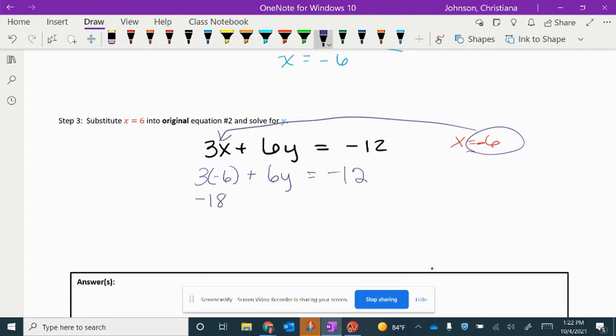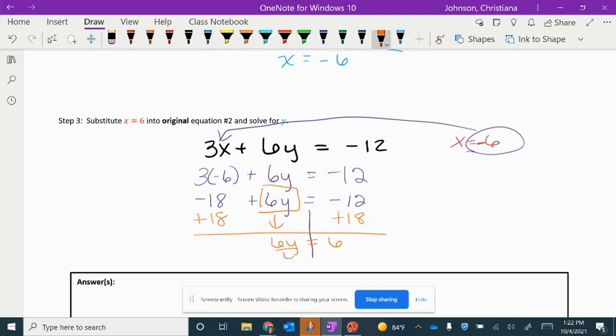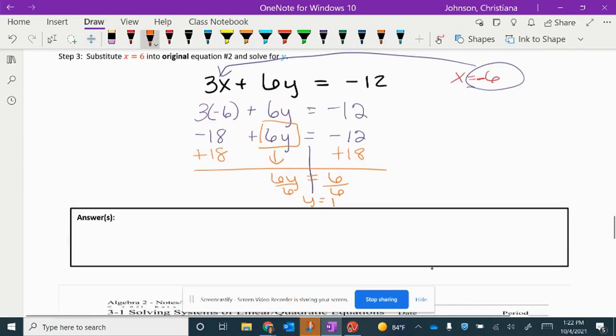So negative 18 plus 6y is negative 12. Now we solve for y. I put y into a box and add 18 across. 6y is equal to 6, divide by 6, and y is equal to 1. So our final answer is negative 6 for x, positive 1 for y.